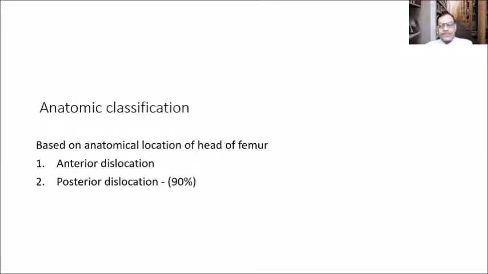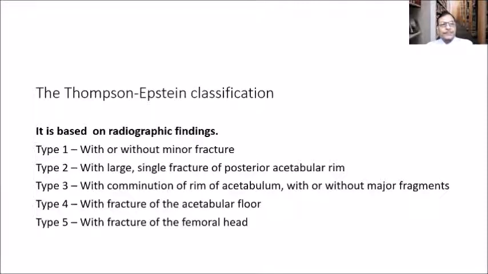The anatomic classification is very simple. Either it could be an anteriorly placed head or it could go posteriorly. Remember, the posterior hip dislocation is by far the commonest one. 90% of the cases are posterior dislocation of the hip. And in the examination, they will ask most of the time about the posterior dislocation. Now, of the classifications, I will discuss just one, to show how radiologically we describe it.